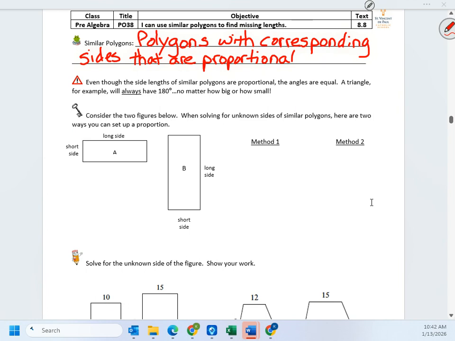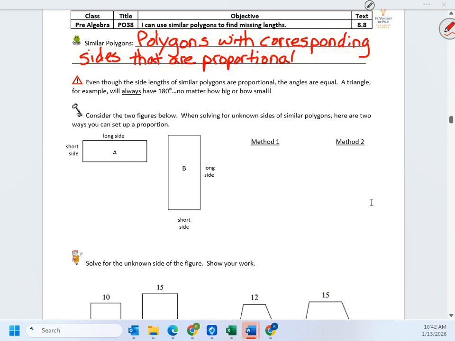So consider the two figures below. When solving for unknown sides of similar polygons, here are two ways you can set up a proportion. Because sometimes we can look at the numbers and go, oh, I know how to do these proportions. I can figure it out in my head with mental math. I'm multiplying by 2, I'm dividing by 3. But a lot of times, the numbers aren't easy numbers for us to work with. So we need to know the method for how to solve when those numbers are not the easy numbers, when we're having to deal with decimals.